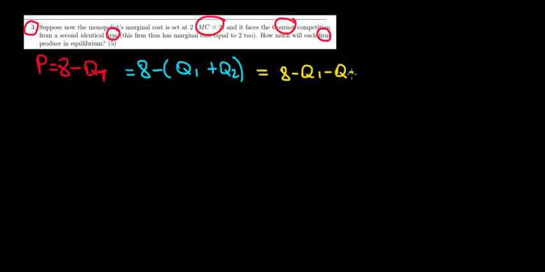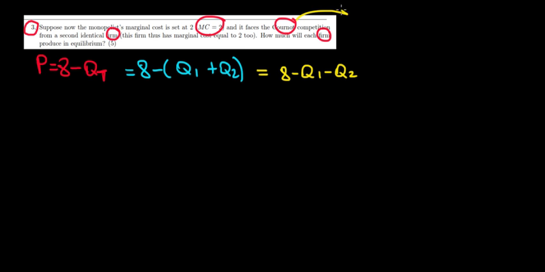So what's changing now? It's changing that the quantity served in the market is going to be from two companies. So this is the total quantity in the market, because this is the demand of the entire market. Now, since we have two companies that produce output, the price function would look like 8 minus (quantity of the first company plus quantity of the second company). If we open the brackets, it will be 8 minus Q1 minus Q2.